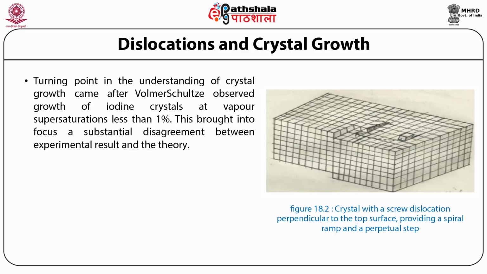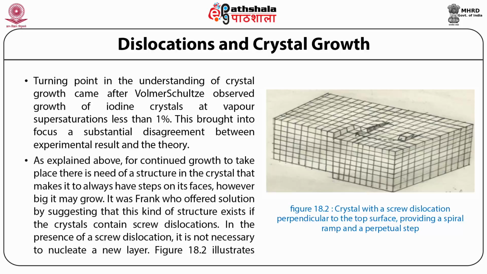Volmer and Schultz observed growth of iodine crystals at vapor supersaturations less than 1%. This brought into focus a substantial disagreement between experimental result and the theory. As explained above, for continued growth to take place, there is need of a structure in the crystal that makes it always have steps on its faces, however big it may grow. It was Frank who offered a solution by suggesting that this kind of structure exists if the crystals contain screw dislocations.